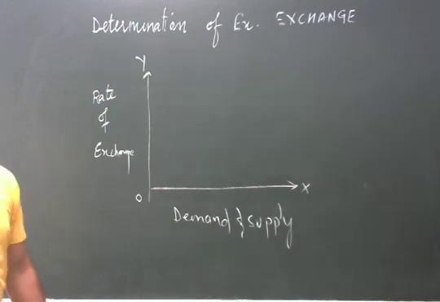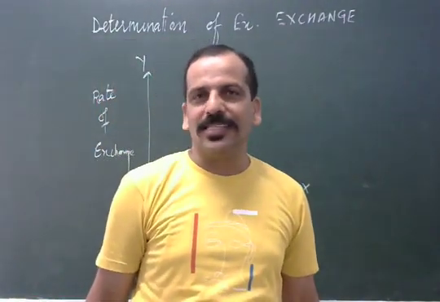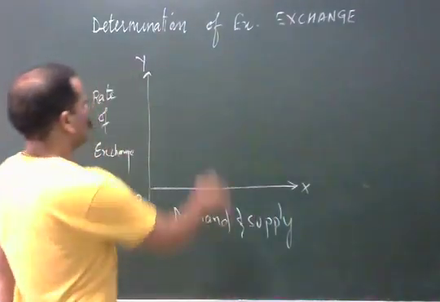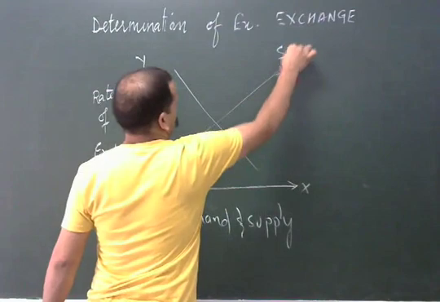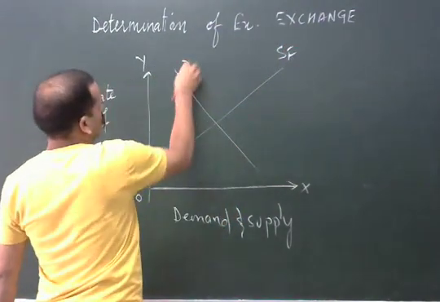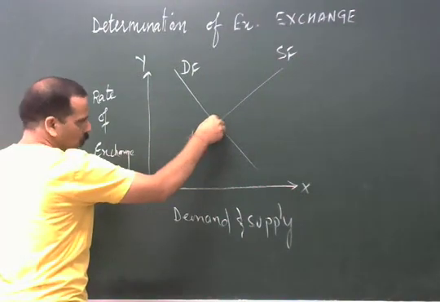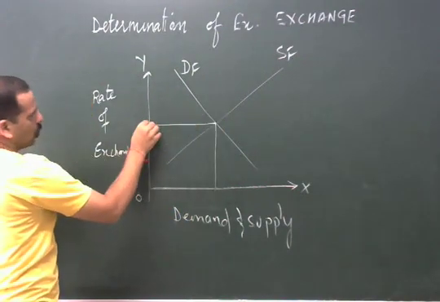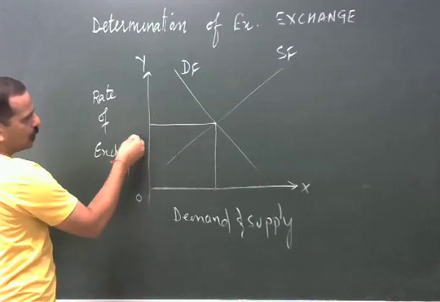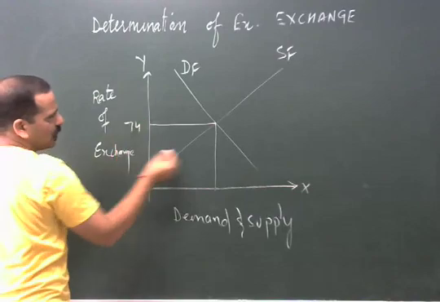Anyway, only two forces are there. One is demand for the forex and another is supply of the forex. As you know the shape of these two forces, this is the supply of forex and this is the demand for foreign exchange. Where both forces intersect each other, on the OY axis, that 75 rupees or 74 rupees is the exchange rate.